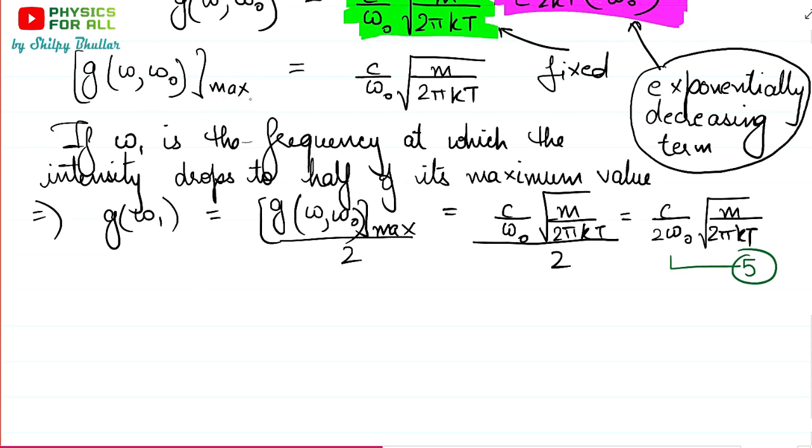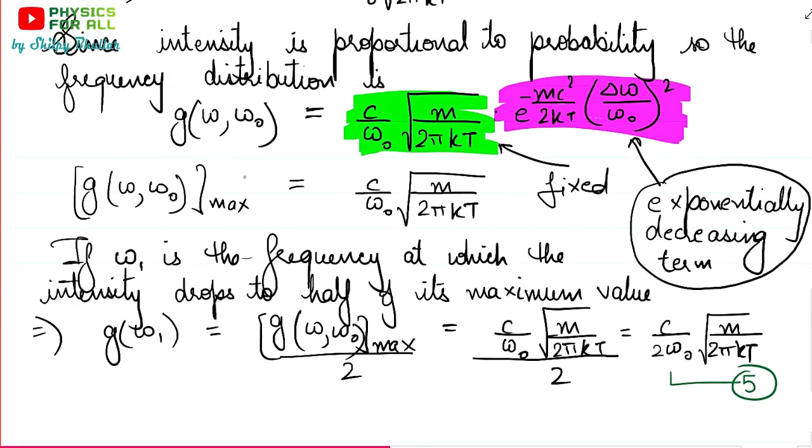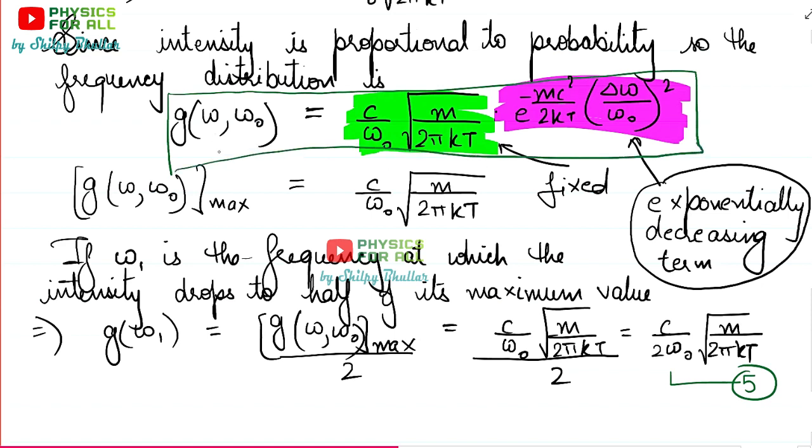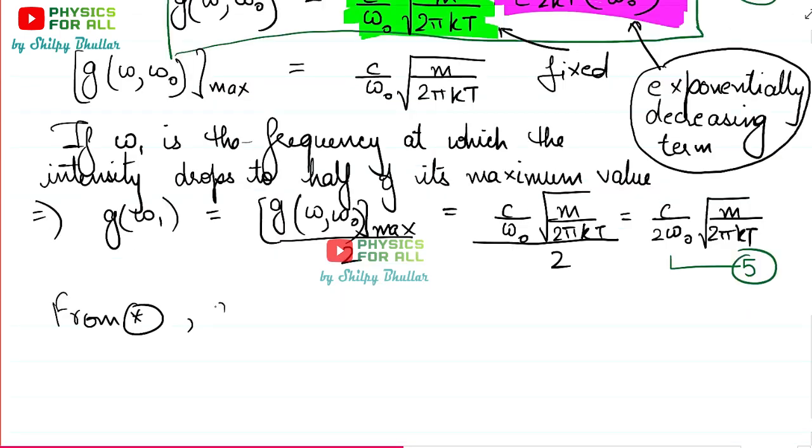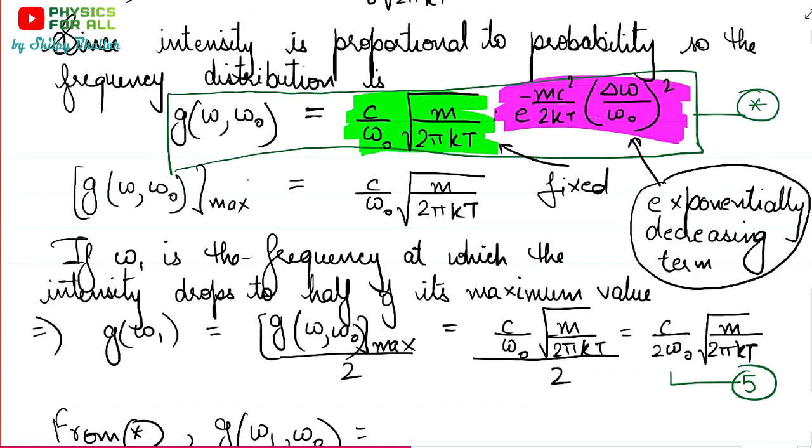Because we know the value of this maximum, we can easily find the value for half of that maximum. But we also know that g omega omega naught has a standard formula, this one. This is the standard formula. And if we are now considering that our frequency is omega 1, we can modify this formula here. Let's denote this as star. The general expression, if we have frequency omega 1, would simply replace omega by omega 1. Because for any function, if we have to find the value at any frequency, all we have to do is keep replacing this omega with that frequency.